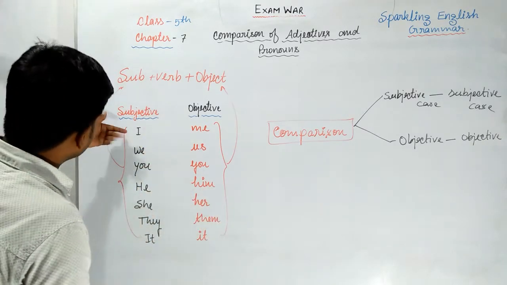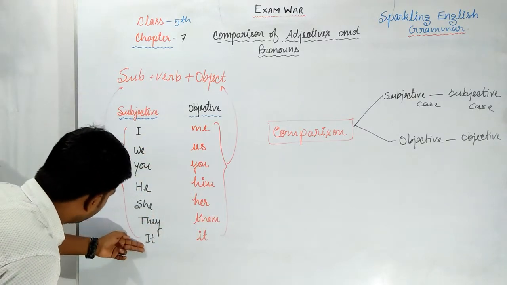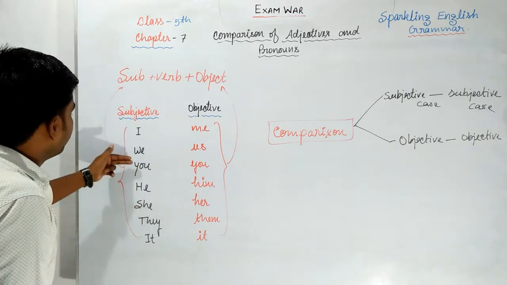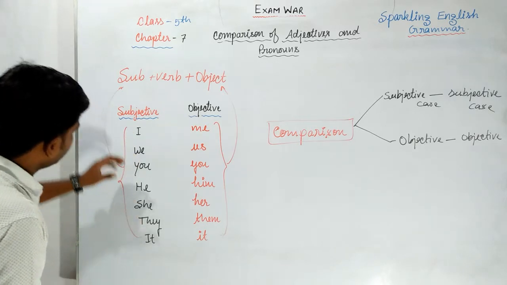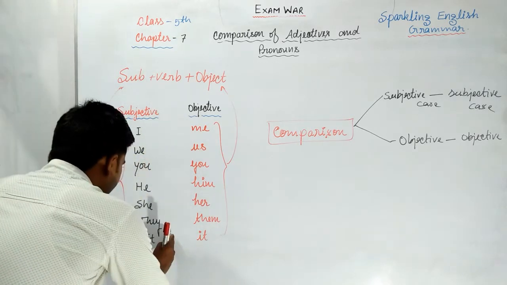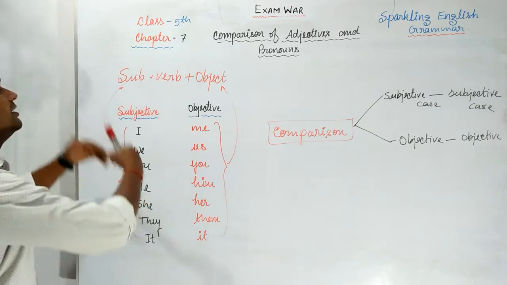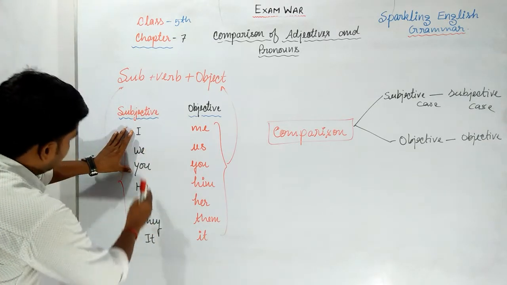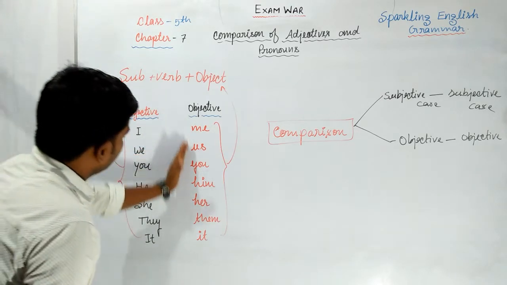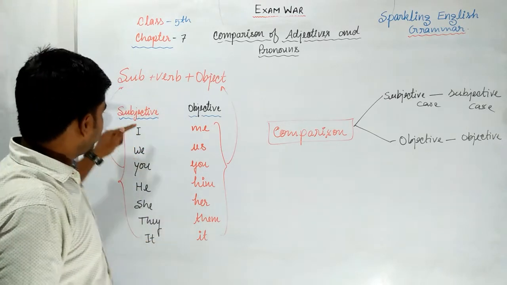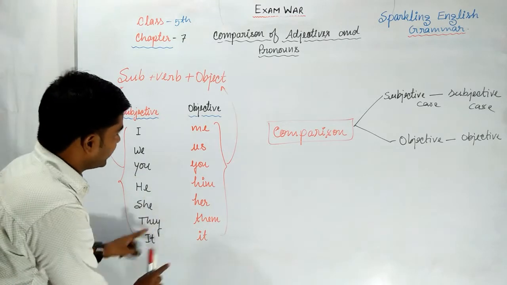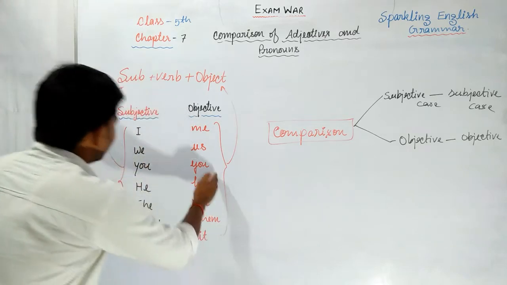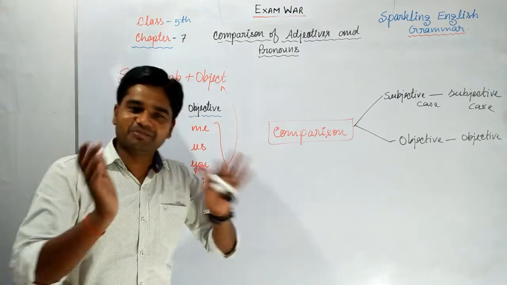Dear students, we can compare I with any of these words. We can compare we with any of these words. We can compare you with any of these words. It means in this row we can compare any word with other words, but we cannot compare any word from this column, from this row, with these words. It means we can say subjective word cannot be compared with objective word. On the other hand, objective word cannot be compared with subjective word.